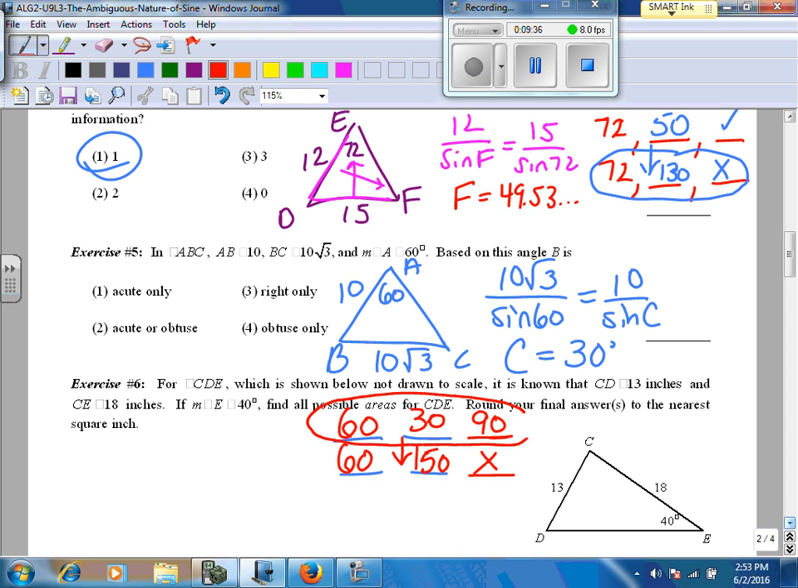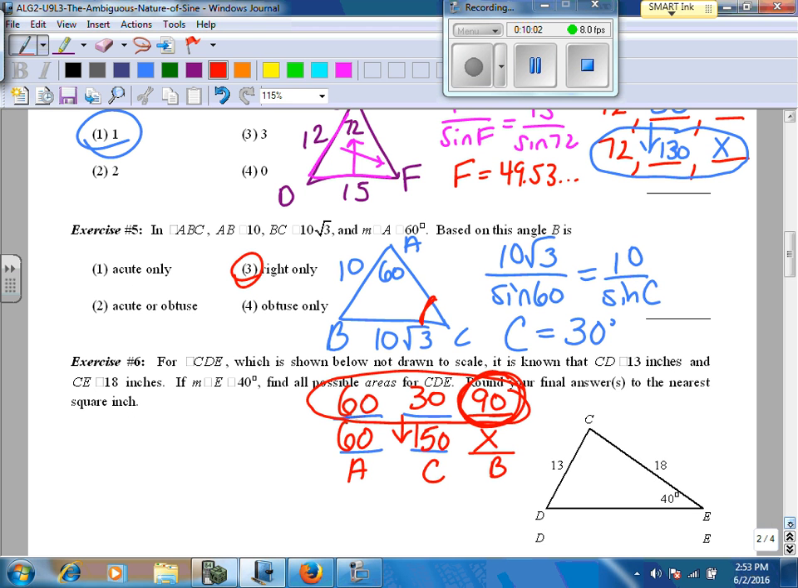So this is the only triangle possible, but the question says, based on this, angle B is, and this is where we found angle B right here. Actually, no, that's not angle B. This is angle C, because we found angle C. So this was angle A that was given. This was angle C. Angle B has to be a right angle. Must be. There's no other options for it. Okay.